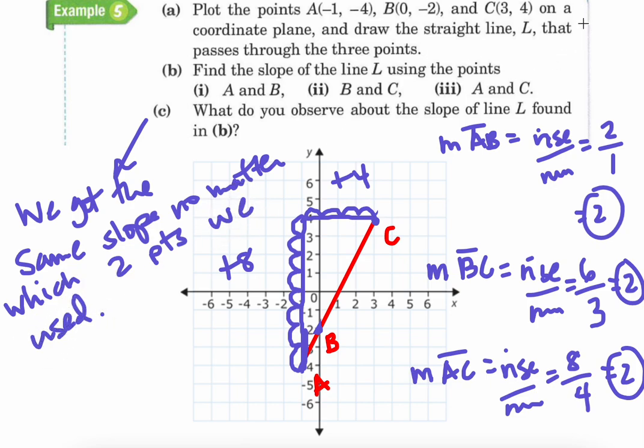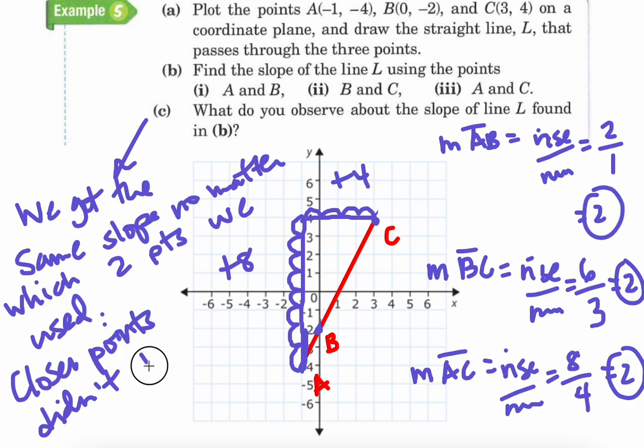What was the only difference, though? The difference was that for some of them we had to reduce, right? The further away our points were, the bigger our numbers were, and then we had to reduce. While A and B were closer together, and it was just 2 divided by 1, which was 2. So closer points didn't need much reducing. So that's a good thing to know for the future, right?